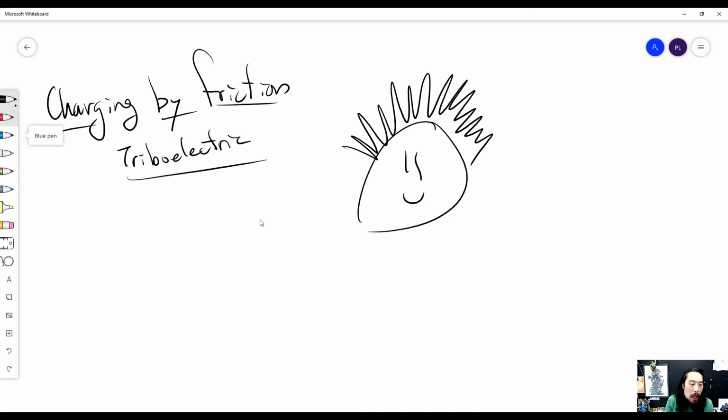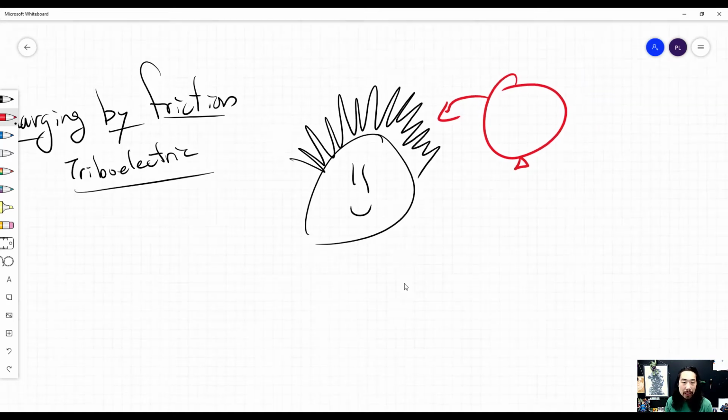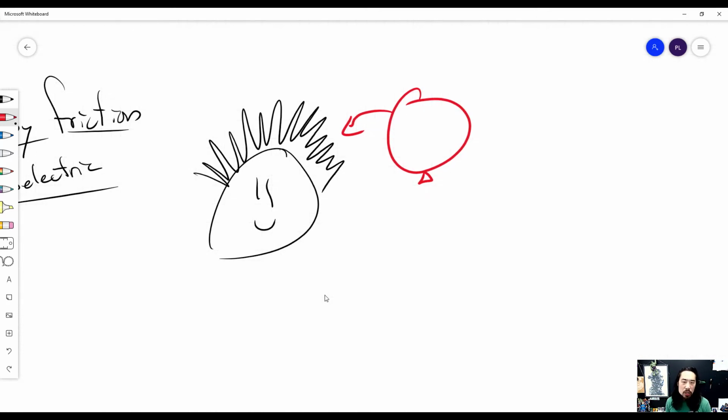And you have some hair, and you get a balloon, and you rub this balloon against your hair, right? Based on the electron affinity of the objects, certain objects like to get the electrons, and certain objects are like, well, you can have my electrons, right? It's called the electron affinity, and there is a chart that describes this. But the important idea here is if you have two objects and they rub against each other, there's an exchange of negative charges. So let's write this down.